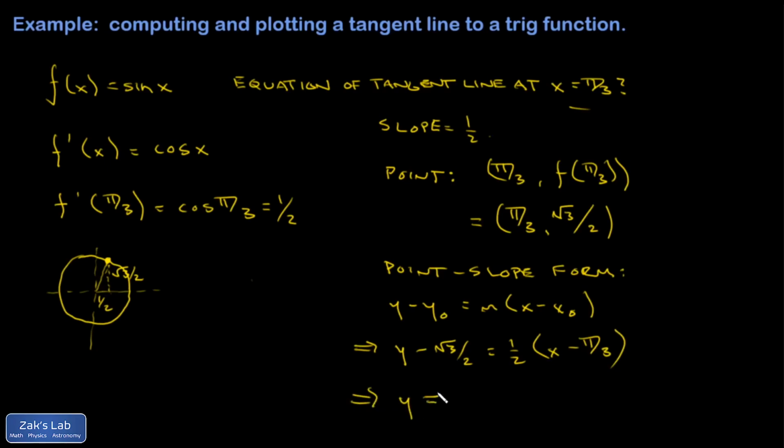Solve for y. This is particularly important because we're going to plug into our plotting software and we need to have y isolated. And I end up with 1/2 x minus pi over 6 from distributing plus root 3 over 2. So let's go into our plotting software.